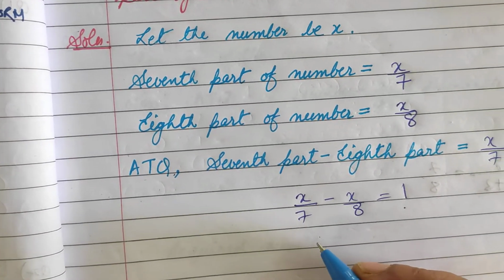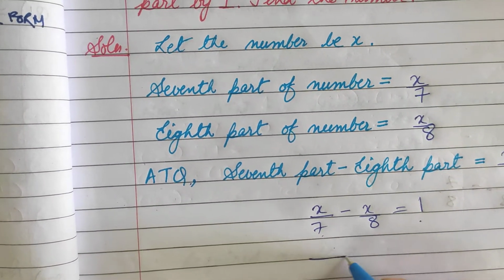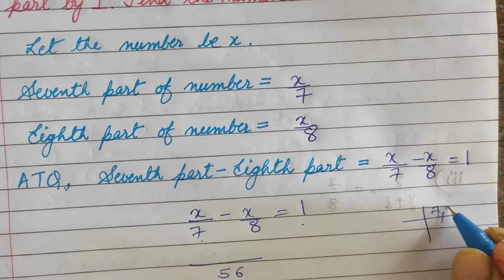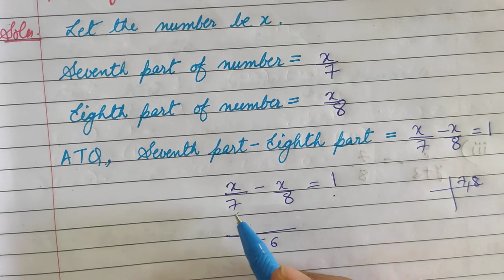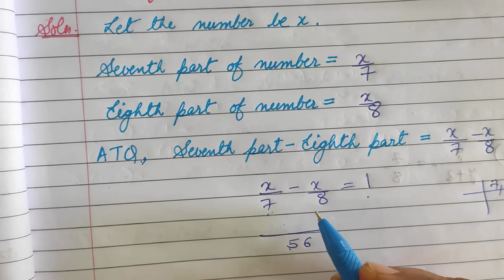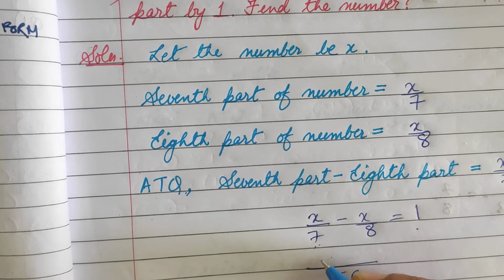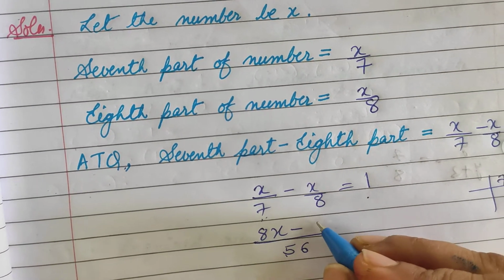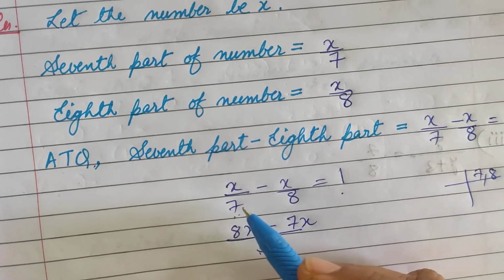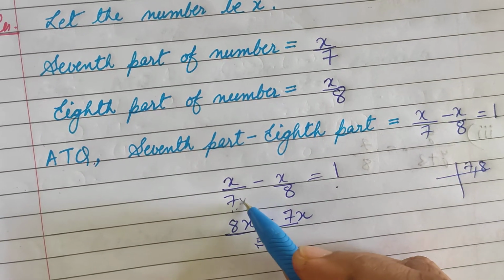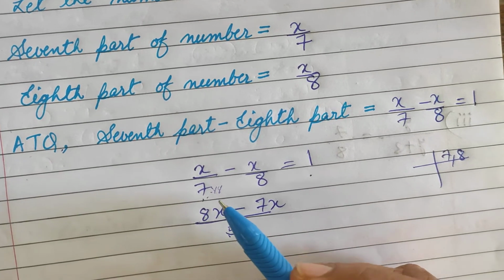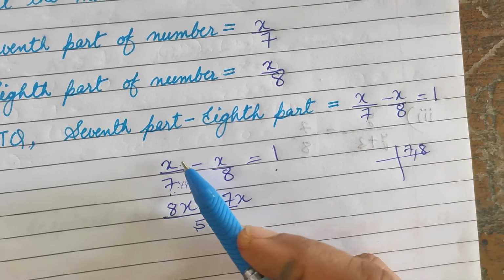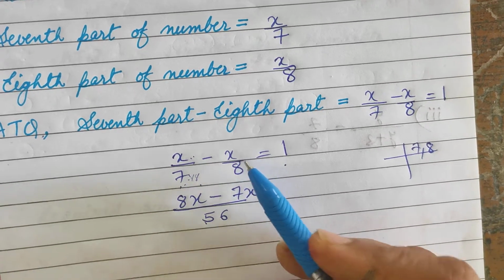So now how can we solve it? Again, we have to take LCM. Everybody will be finding the LCM. So LCM will be 56. So 7 has to be multiplied by 8 to make it 56. So it will become 8x minus 7x. Because for making it 56, we have to multiply by 8. And the number by which we are multiplying the denominator, we have to multiply the numerator also by the same number. So this will be multiplied by 8 and this will be multiplied by 7.